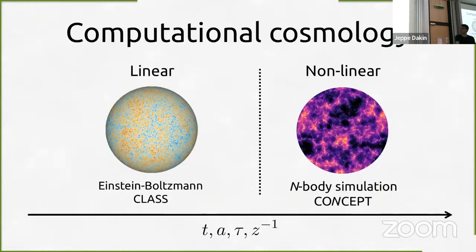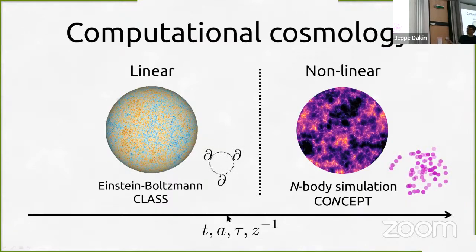Okay, so let's dive into computational cosmology. So if you imagine a cosmic timeline here, pick your favorite cosmic time parameter. Then at early times, the structure in the universe is linear, and we can solve it using so-called Einstein-Boltzmann codes, where CLASS is the most common, I think, but definitely the most modern one. But then at some point, the matter in the universe goes nonlinear, and we need to simulate it using n-body techniques, where CONCEPT is one possibility.